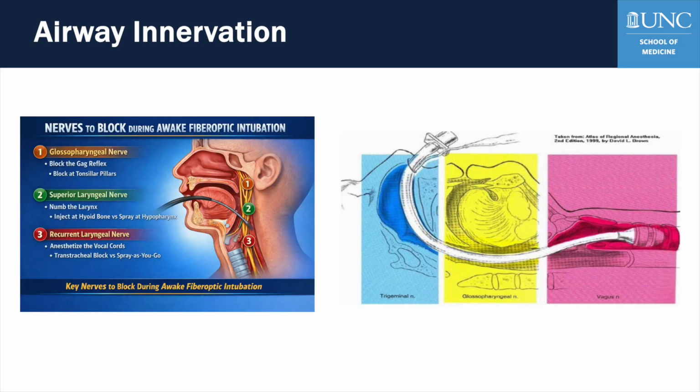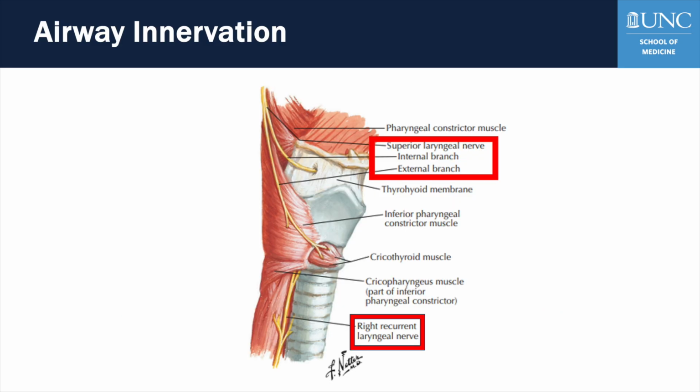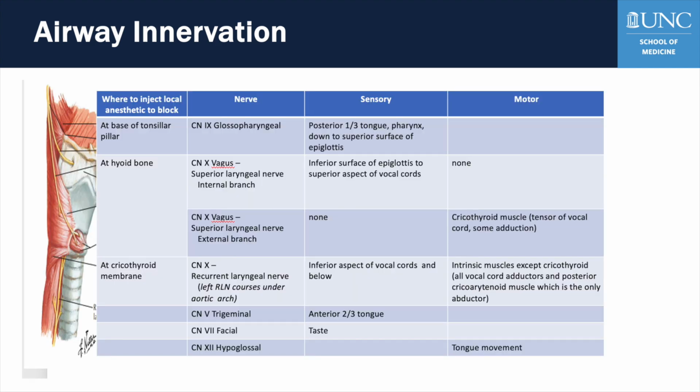Awake intubation is much easier when you understand airway innervation. There are 3 key sensory nerves we target. First, the glossopharyngeal nerve, cranial nerve 9, innervates the posterior third of the tongue, tonsillar pillars, and oropharynx. This is responsible for the gag reflex. Number 2, the superior laryngeal nerve, branch of cranial nerve 10, the vagus nerve. Particularly, the internal branch provides sensation from the epiglottis down to the vocal cords. And third, the recurrent laryngeal nerve, branch of cranial nerve 10, the vagus nerve, provides sensation below the vocal cords and motor to most intrinsic laryngeal muscles. Topicalization or blocks of these nerves can markedly improve patient comfort and conditions.